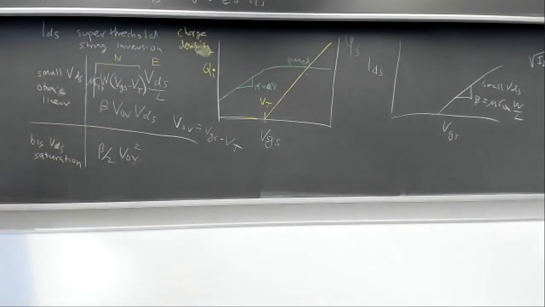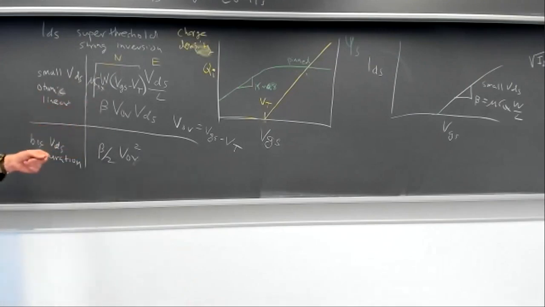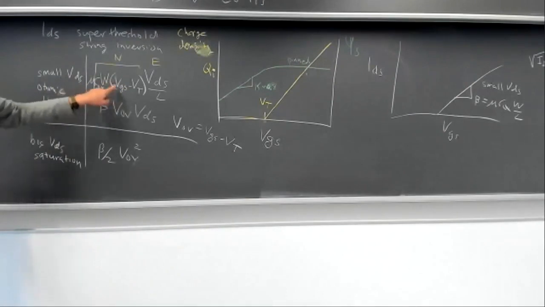Another question? Just wanted to ask about that C, because I didn't get that. The Cox here? Yeah, the Cox is the oxide capacitance. So the charge density in the channel is CV. Q equals CV, you know that, right? Q equals C times V. That's what it's from.